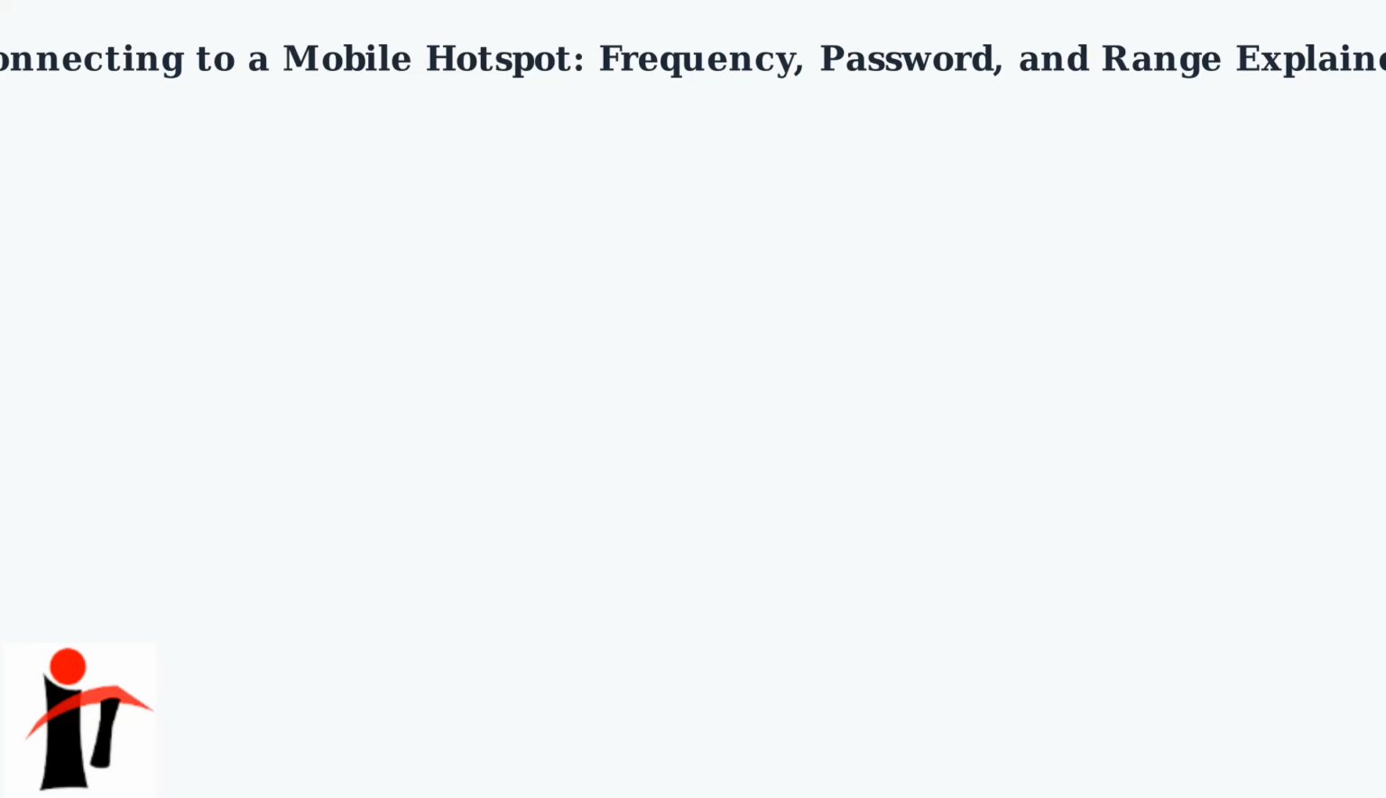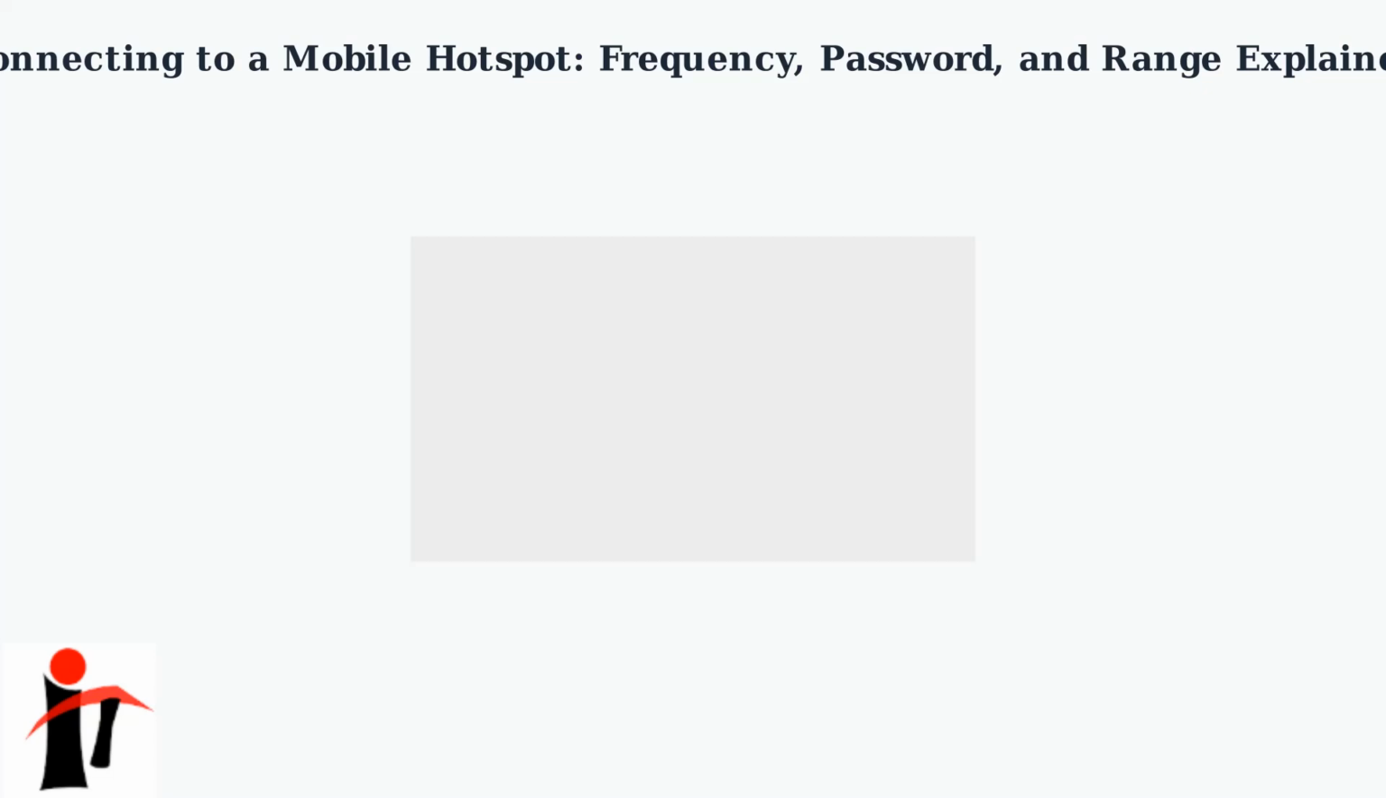The hotspot will display a network name and password. Note the network name, or SSID, and the password, which acts as a key, typically 8 to 12 characters long and alphanumeric. On your connecting device, go to Wi-Fi Settings, select the hotspot's SSID, enter the password, and connect.